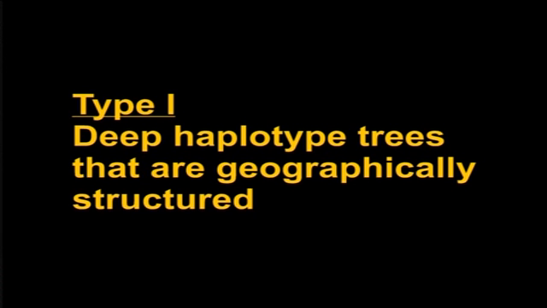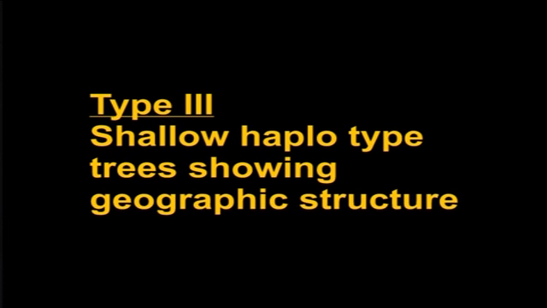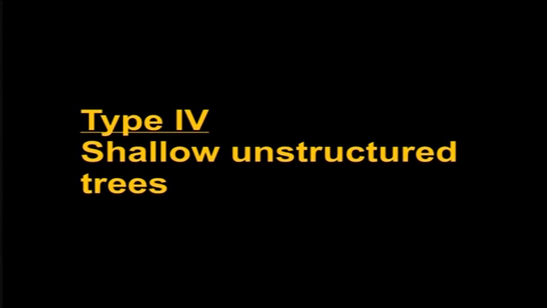They recognized four types of phylogeographic structures. Type 1, deep haplotype trees that are geographically structured. Type 2, deep haplotype trees that are unstructured. Type 3, shallow haplotype trees showing geographic structure. And type 4, shallow unstructured trees. Each type is consistent with a particular history.